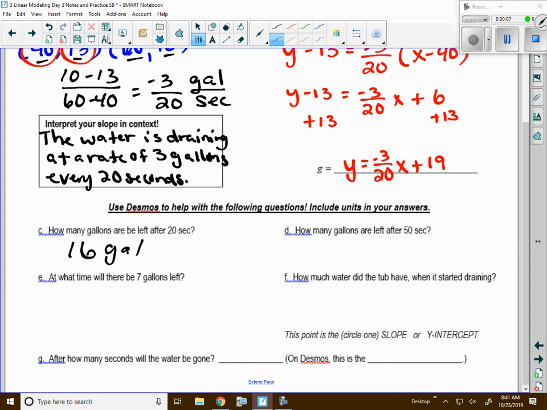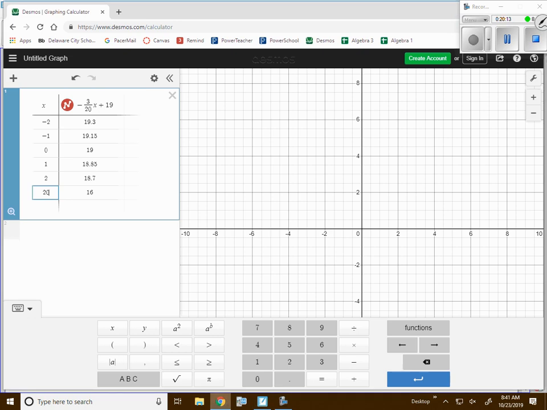All right. D, how many gallons are left after 50 seconds? So let me go back up here and type in 50. Definitely not that many. All right, 11.5 gallons left.